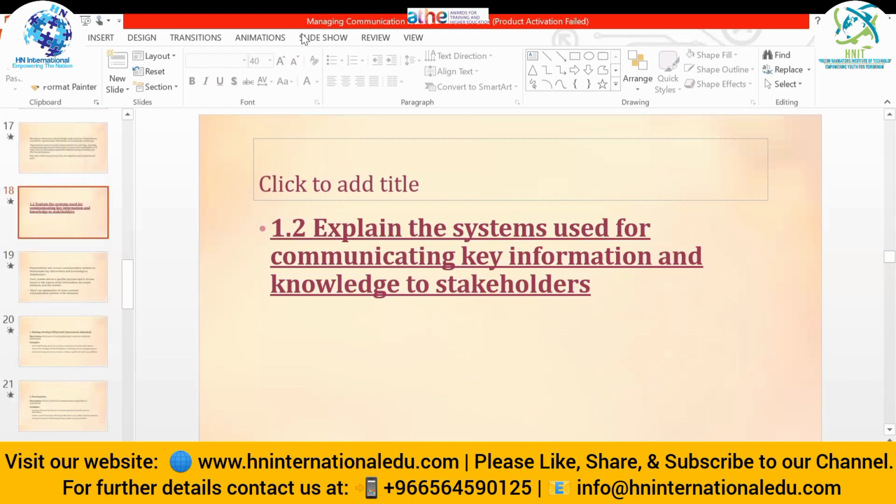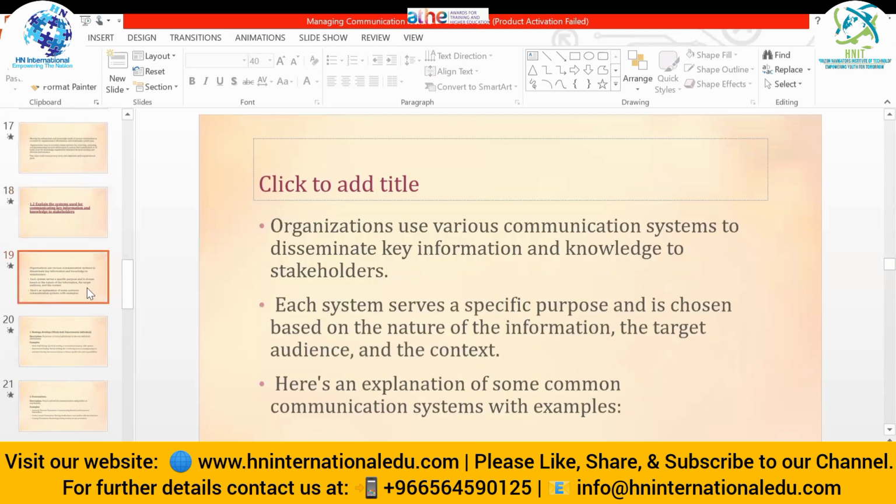Explain the system used for communicating key information and knowledge to stakeholders. Now, the command verb is explain. This means you have to tell each and everything in detail. Prior to that, first the introduction, then the main body text, and in the end the conclusion matters. Here we have to tell how the key information can be communicated to the stakeholders. There are certain points through which we will go.